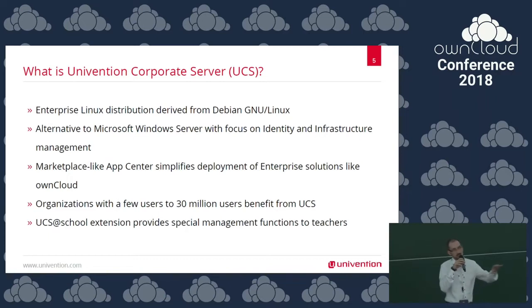Univention Corporate Server, which is the underlying operating system for the appliance, is an enterprise Linux distribution derived from Debian GNU Linux. It is basically an alternative to Microsoft Windows Server with a focus on identity management and infrastructure management. And it gives you the possibility to even have Active Directory functionality driven by the Samba project. Furthermore, we have a marketplace-like environment, we call it App Center, which simplifies the deployment and also the lifecycle management of enterprise solutions like Owncloud.